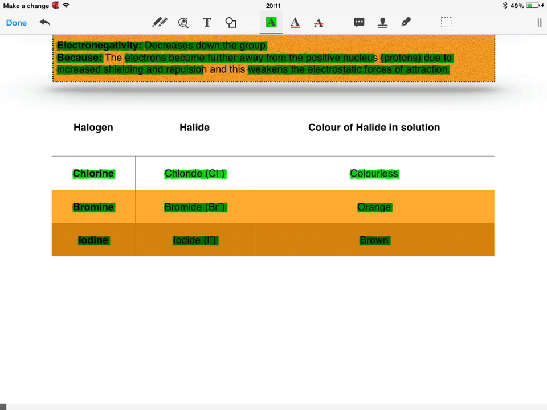We don't need to know about fluoride, but fluorine is the halogen and fluoride is the halide.